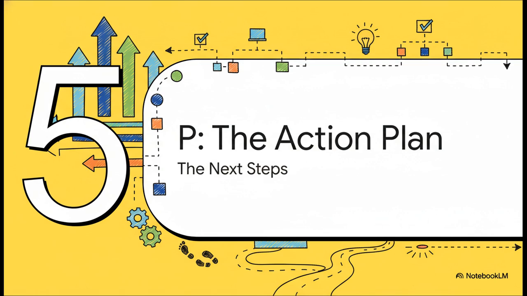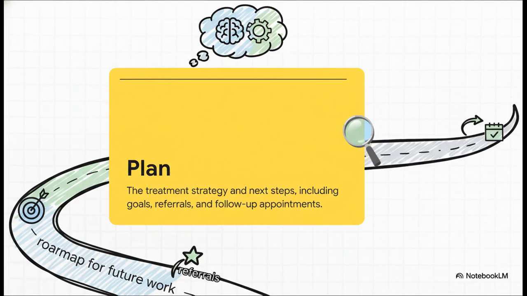And that brings us to the final letter, P for plan. So you've assessed the situation, now what? What are you going to do about it? This section is all about the next steps. The plan is exactly what it sounds like. It outlines the course of action. It spells out what you and the client have agreed to work on.